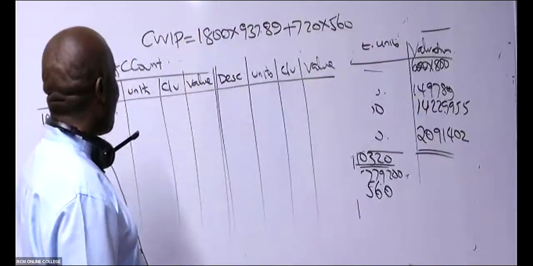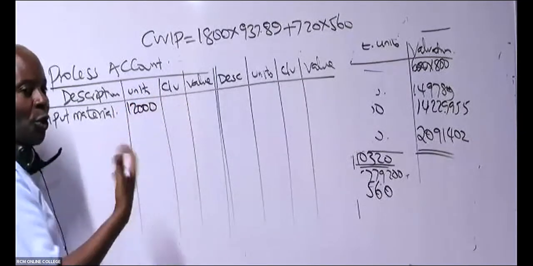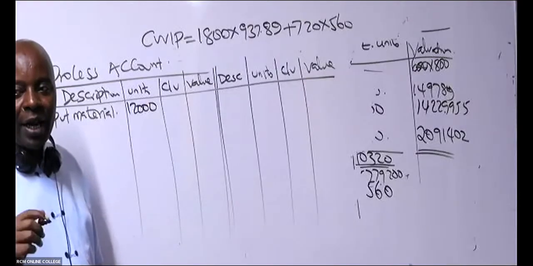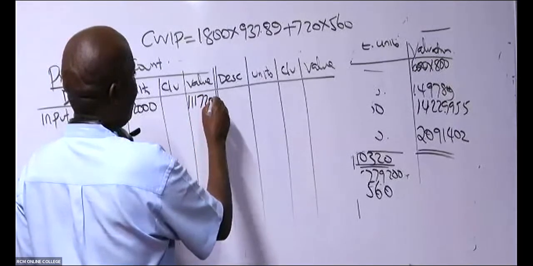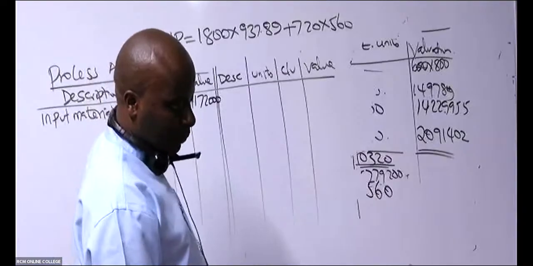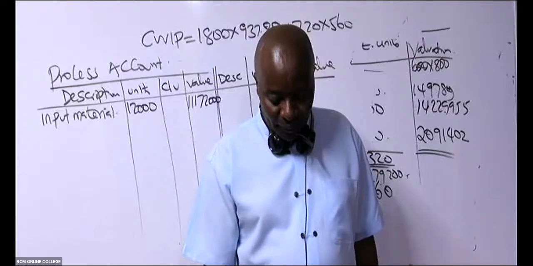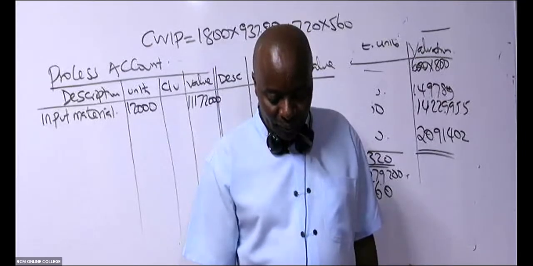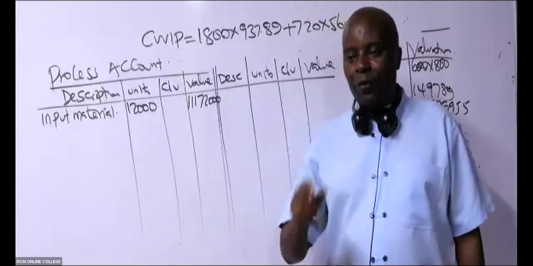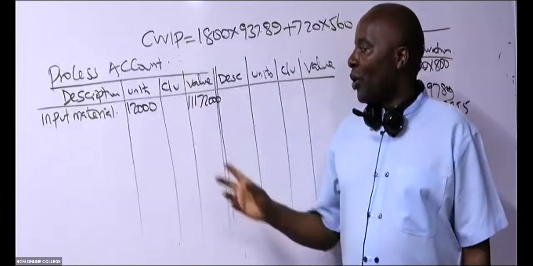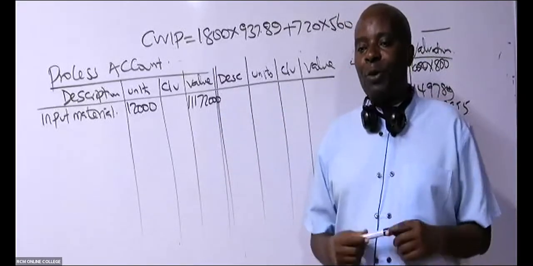So input materials, is there somebody who can remember that they were 12,000? And what was the total cost for these input materials? 11,172. Yes, 12K units. And then we had gotten the total cost before we subtracted the normal loss. We got 11,172,000. I would want a confirmation from you that you are able to follow up to here.